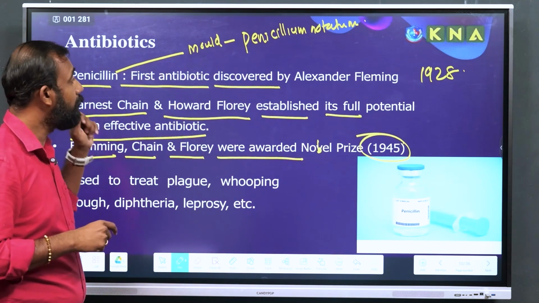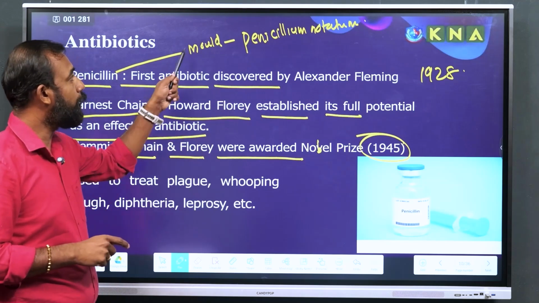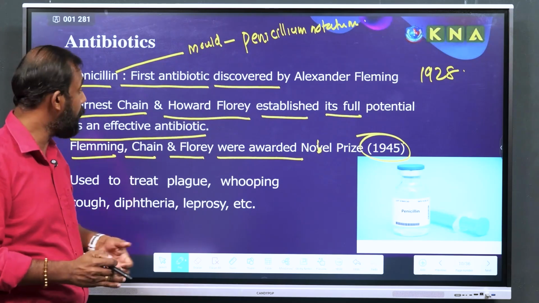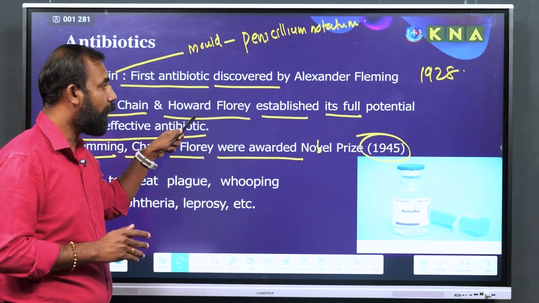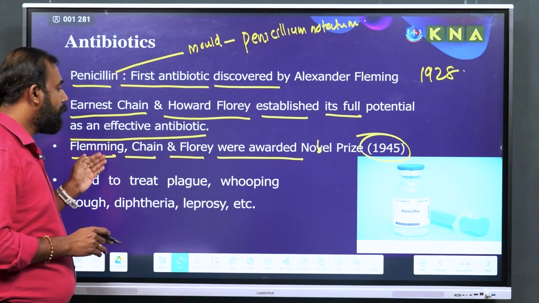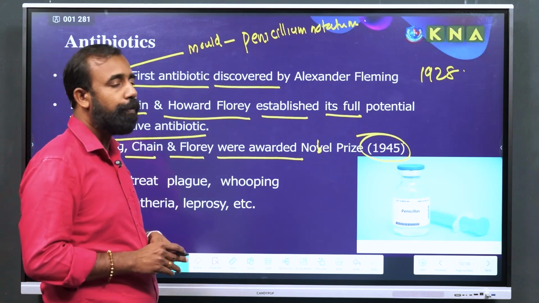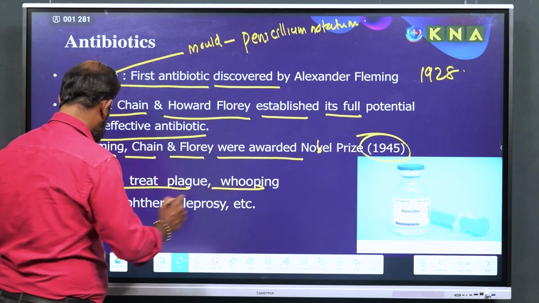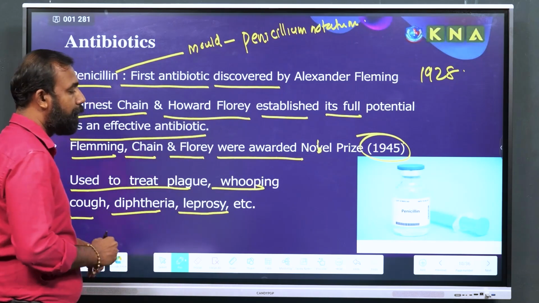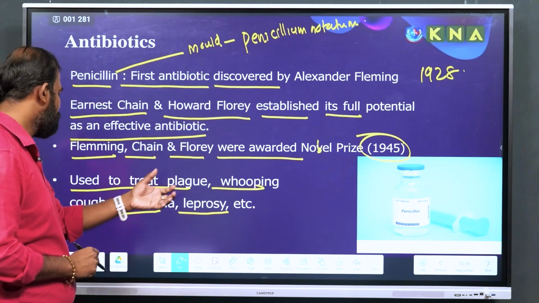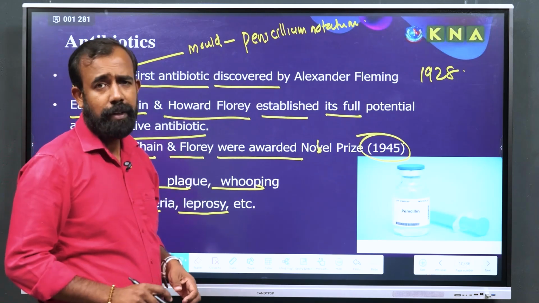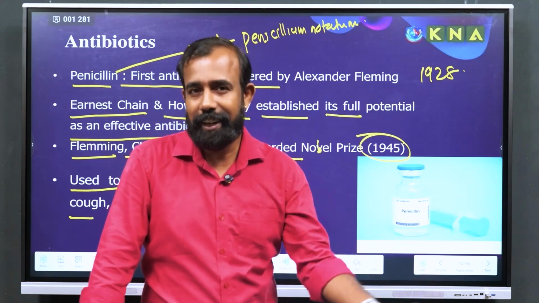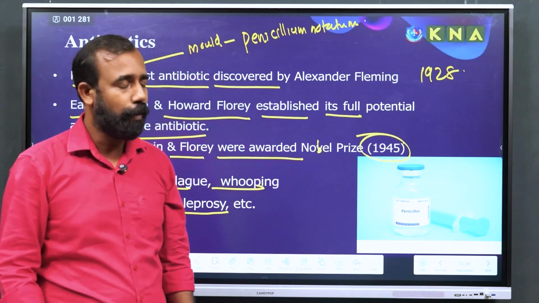So the first antibiotic, penicillin, was discovered by Alexander Fleming. It is obtained from the mold Penicillium notatum. Its full potential as an antibiotic was established by Ernst Chain and Howard Florey, and Fleming, Chain, and Florey were awarded the Nobel Prize in 1945. We also use antibiotics to treat plague, whooping cough, diphtheria, and leprosy. Some other examples of antibiotics are azithromycin, ampicillin, and tetracycline.